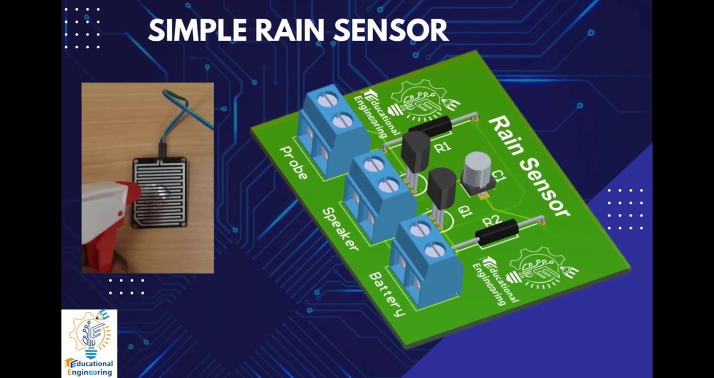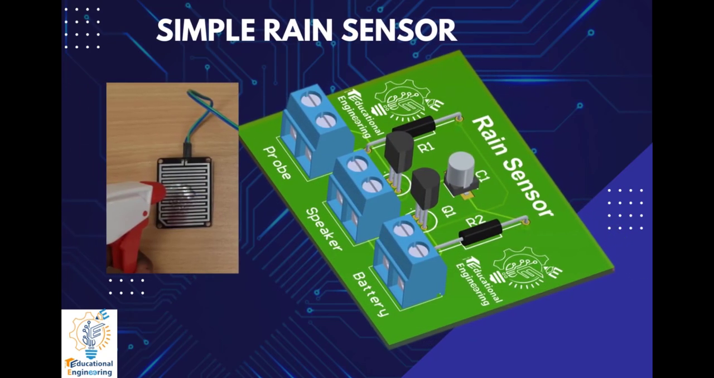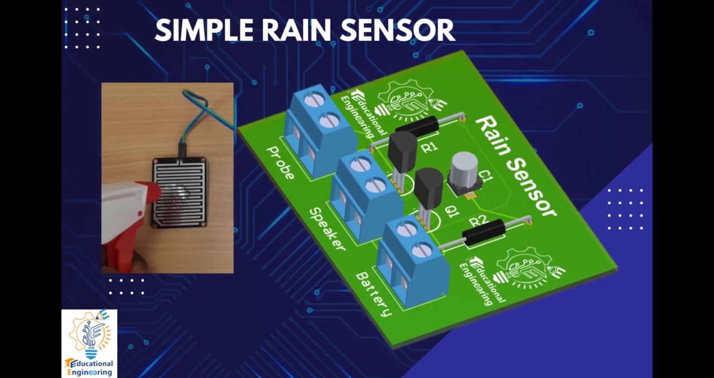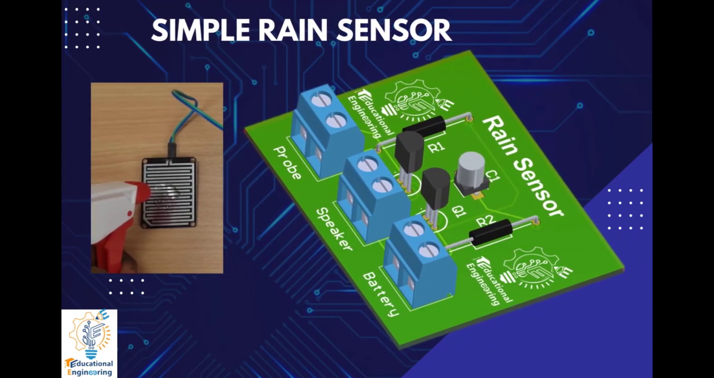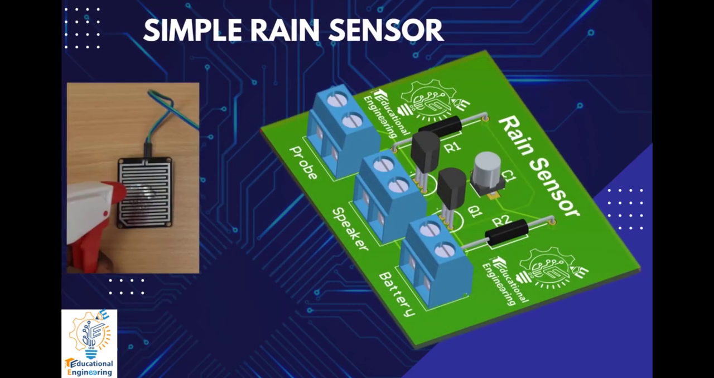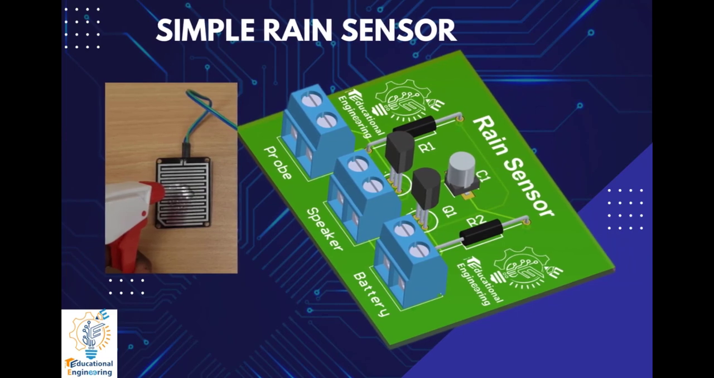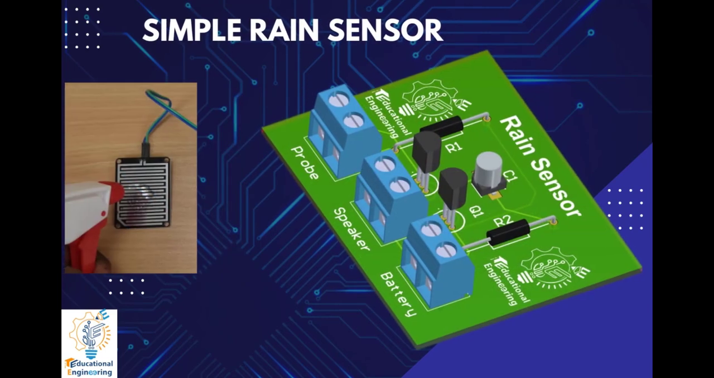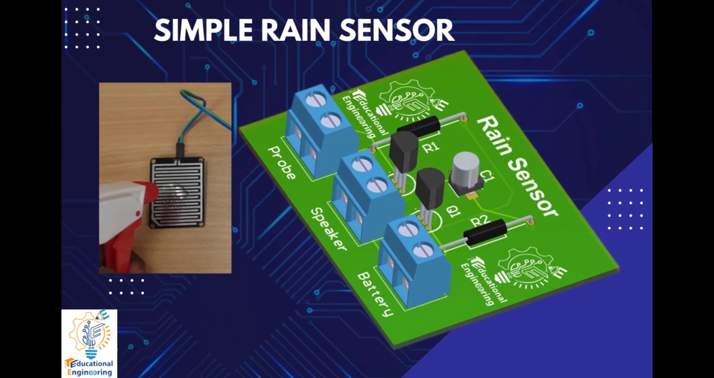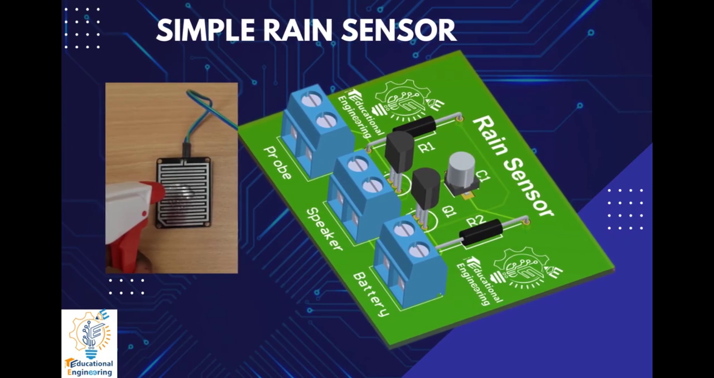This is a simple rain alarm circuit that can be used whenever rainwater comes in contact with the probe in the above circuit. Then the current flows through the circuit and enables the Q1 transistor, and the Q1 transistor also makes the Q2 transistor become active. Now, let's go design it in Altium Designer.